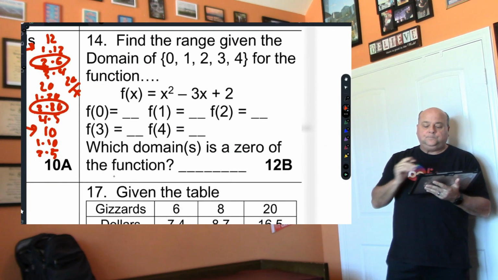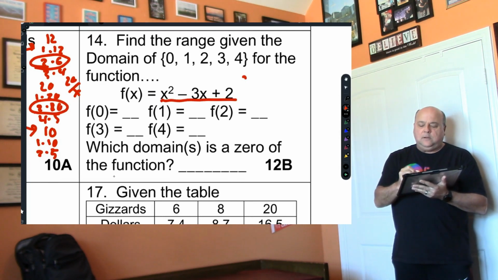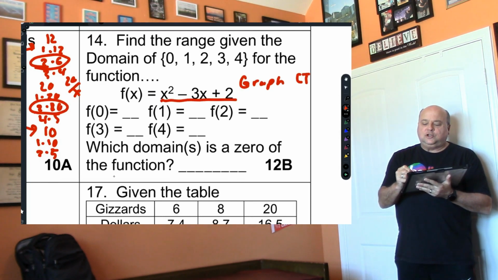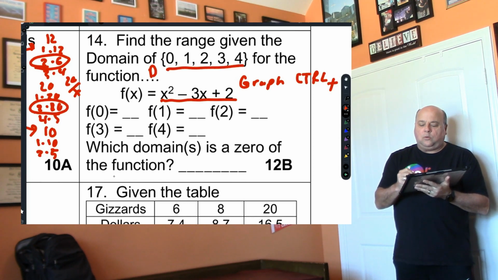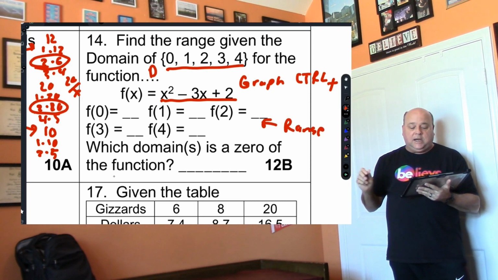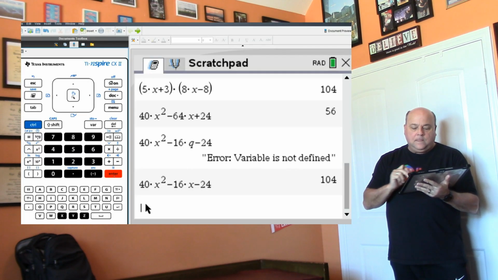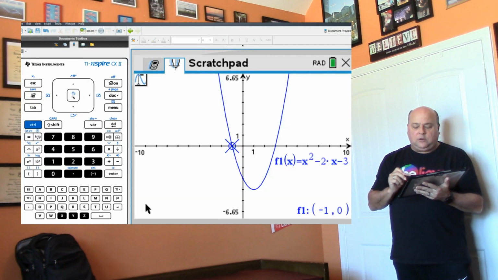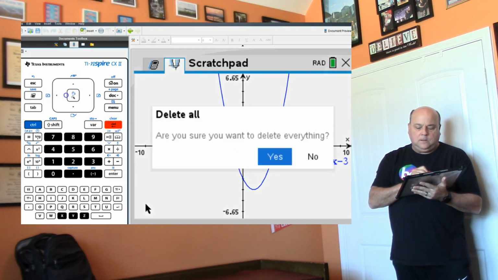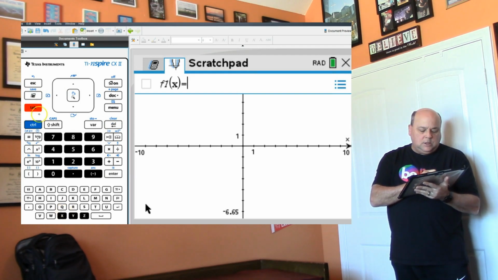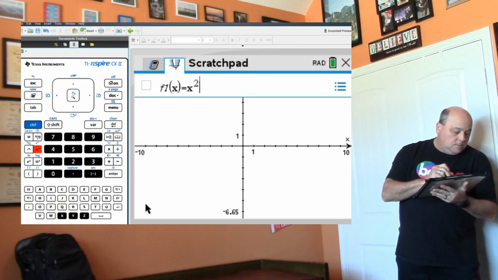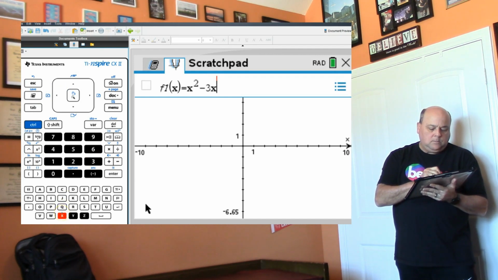Number 14. Okay, on number 14, we're going to graph and hit Control T. Notice, this is our domain, and we want to get our range. The input is the domain, the output is the range. So we're going to go to our calculator. I'm going to hit this button to go to graph. Delete, delete, delete, hit tab, and then we're going to graph x squared minus 3x plus 2. So x squared minus 3x plus 2, hit enter.